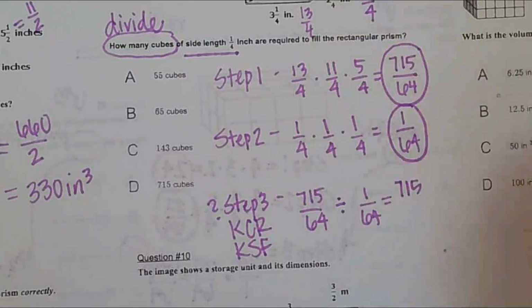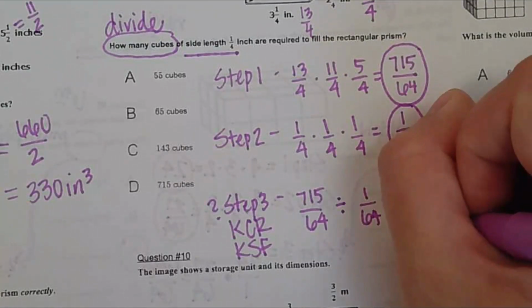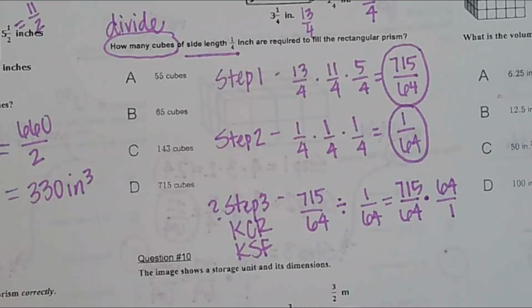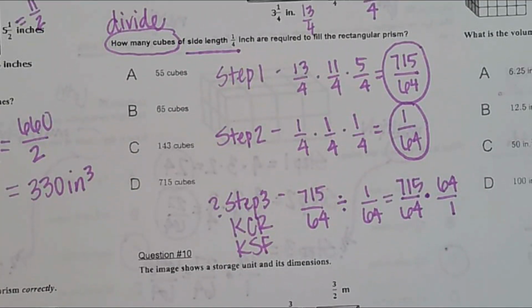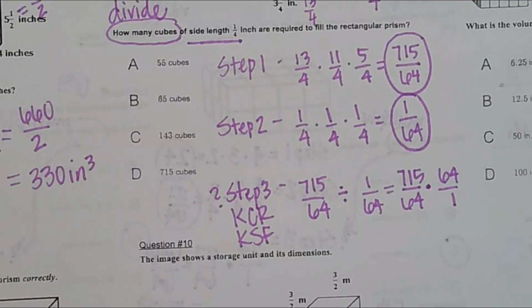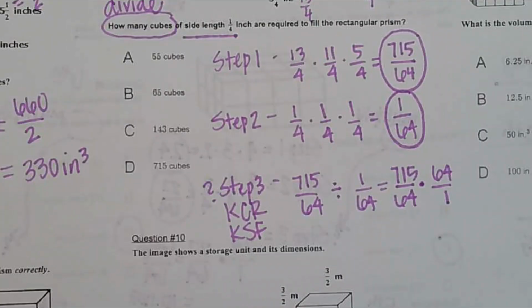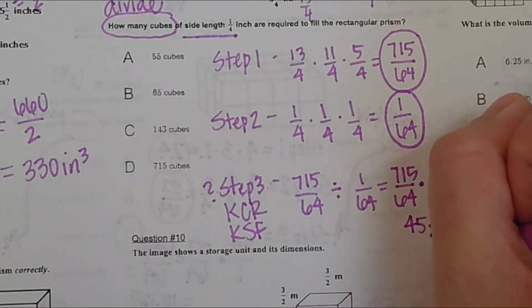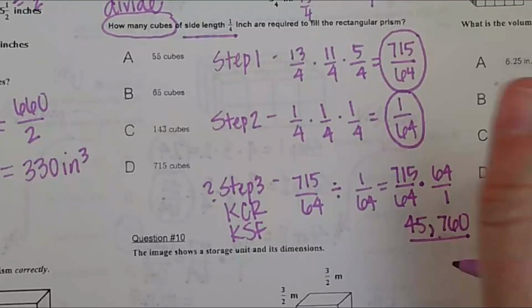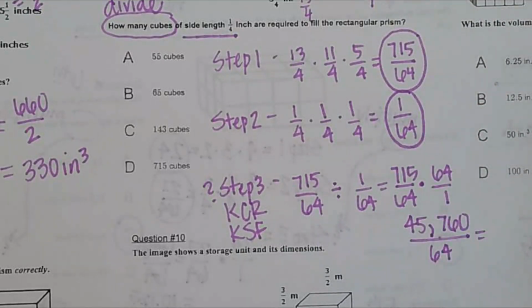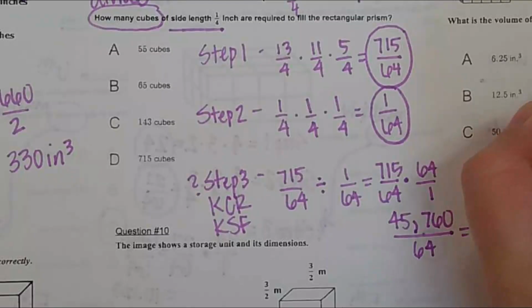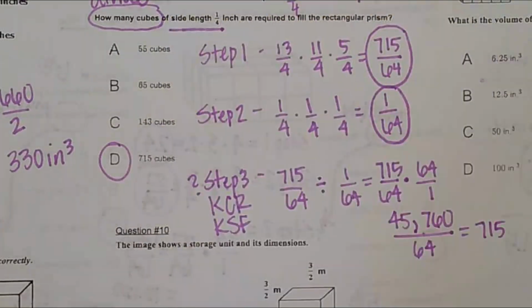Do not skip this step, because this is where y'all make simple mistakes. I keep it, I change it, and I rearrange it. Now I multiply it straight across. Don't skip the step. You can't hide. Multiply straight across, and you get 45,760 over 64. Yeah, it's a big number. It's okay. Just divide it in the calculator. You get 715 cubes. D is your answer.